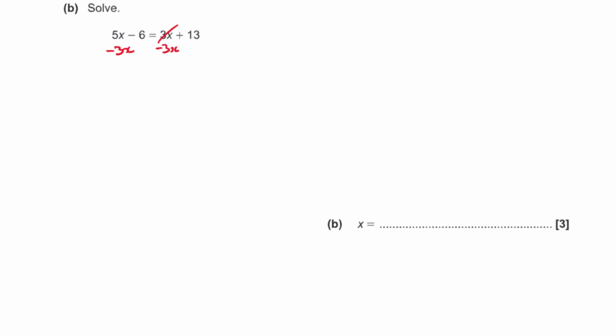They're going to cancel there, look, and it's going to leave me with 2x minus 6 equals 13 on this side. And then I'm going to budge that 6 over to the other side by adding 6 to both sides. That's going to give me 2x equals 19. And then finally, I'm going to divide both sides by 2. That's going to give me x equals 19 over 2. What's that? 9.5, isn't it? 9.5. So that's my answer, 9.5.